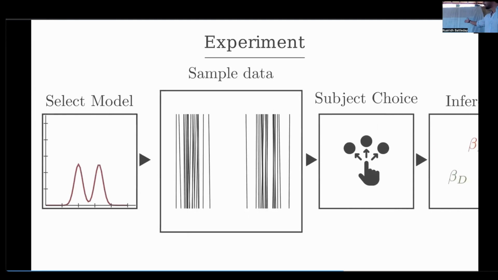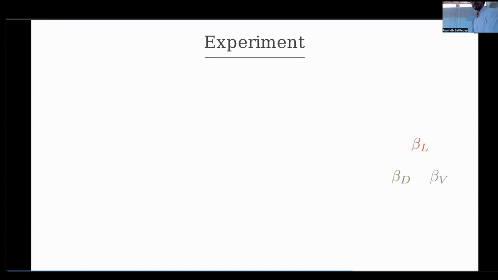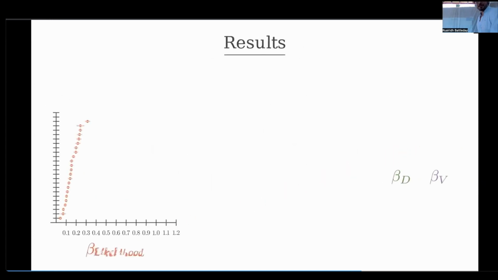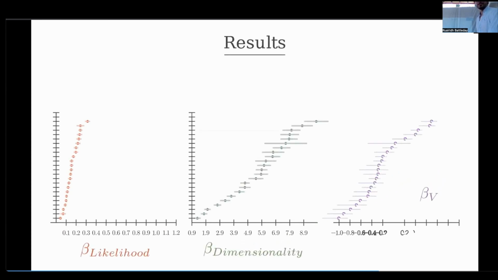This is what our participants see. And they have to say how many normal distributions generated this. So we did this experiment. For now, it's just a pilot on about 20 subjects. What did we find? These are for the likelihood, for the dimensionality, and for the volume.